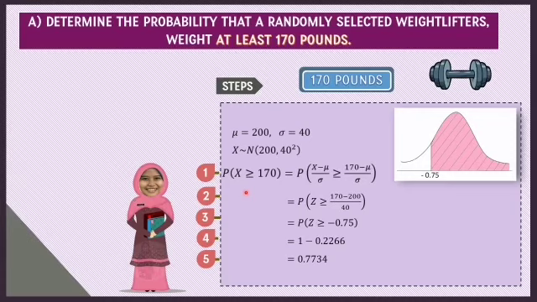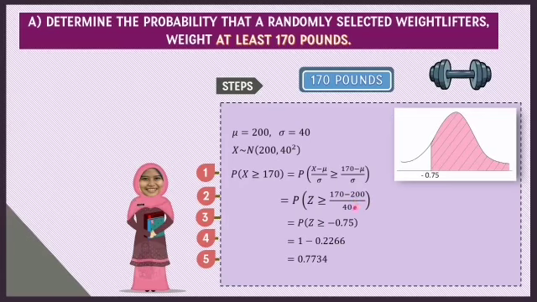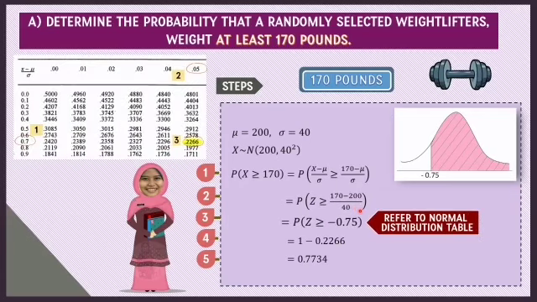So, by including all the information that we've seen before, we will get the probability of z more than or equal to (170 minus 200) divided by 40, which is equal to negative 0.75. After we gain the value of z, we need to refer to the normal distribution table. For your information, the value of negative z is equal to the value of z. So how to use the normal distribution table? Let me show you step by step.